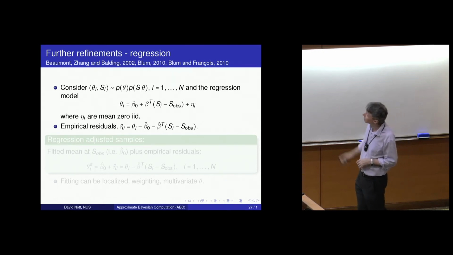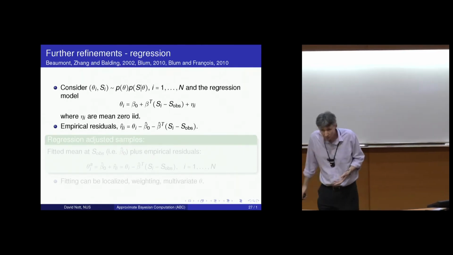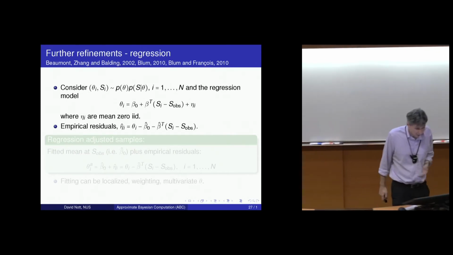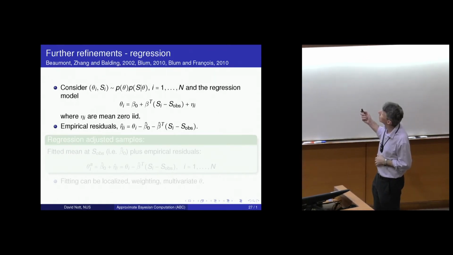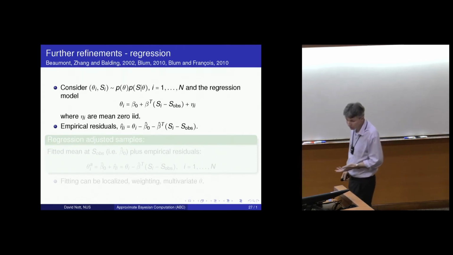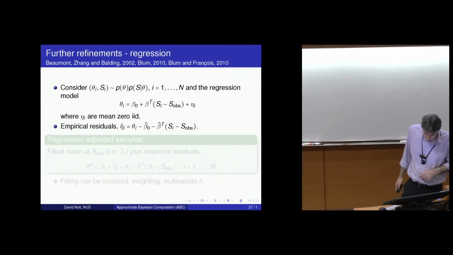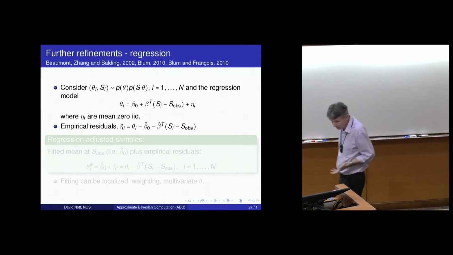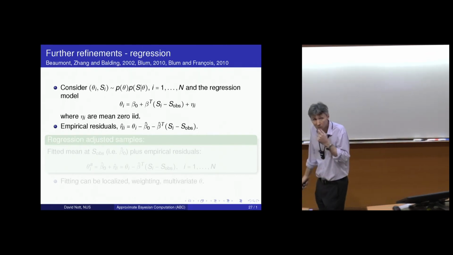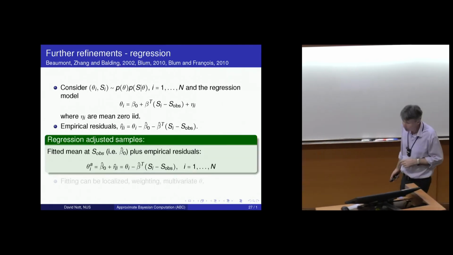And so if we take this regression model seriously, if I wanted to generate a sample of theta values from the posterior, from the conditional distribution of theta given S equals S obs, what I could do is just look at the fitted mean plus the empirical residuals. Remember the residuals, they're supposed to be IID for different S. So I can just get the empirical residuals from my fit, and add them on to the fitted mean beta zero hat where S equals S obs. And if the regression model was correct, that would give me approximate posterior samples from theta given S equals S obs. Okay, so that's the idea of regression adjustment.